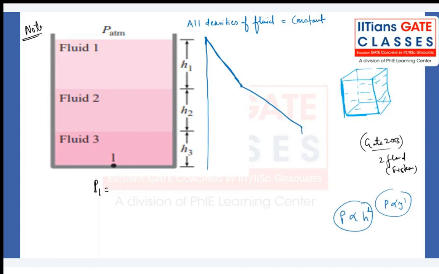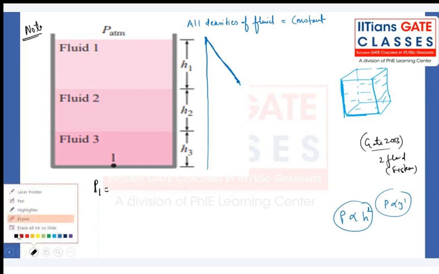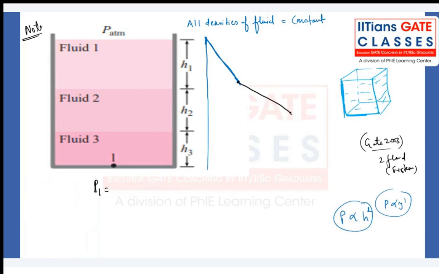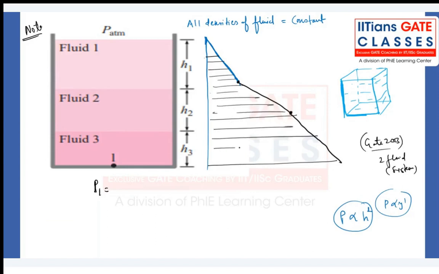from here, or maybe some different shape may be possible. That depends on the value of the particular pressure. That is a particular pressure value, as you can observe. That is a linear variation. Now, if I want to measure the pressure at point number one, what can we write? What is the total pressure at point one? Here, point A, point B, point C.